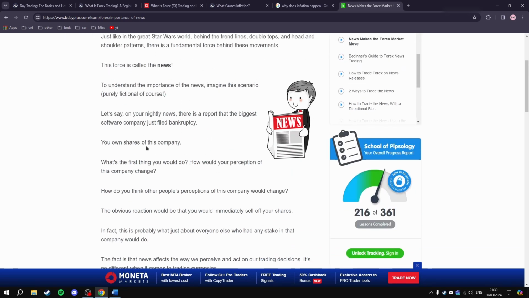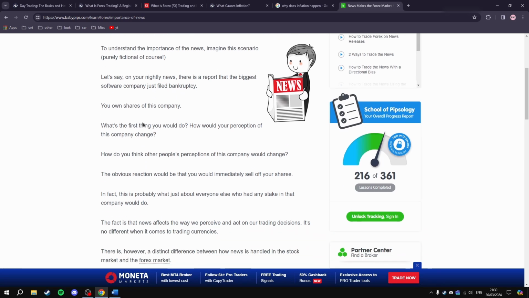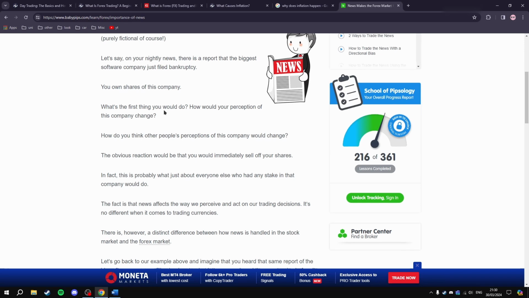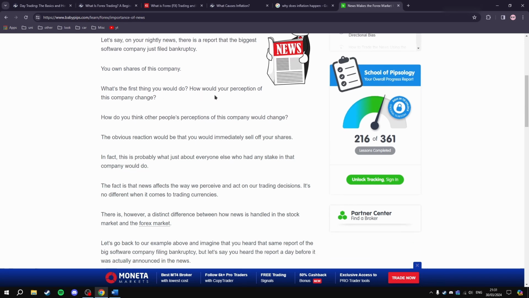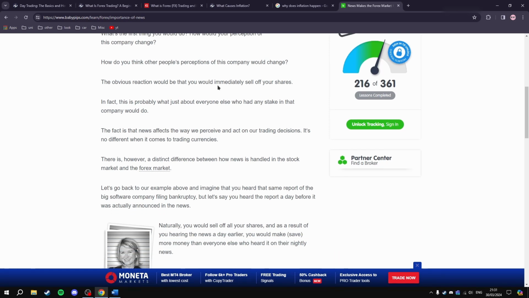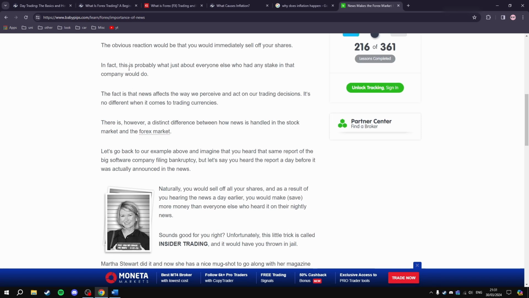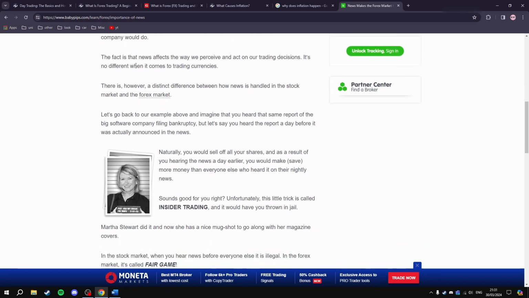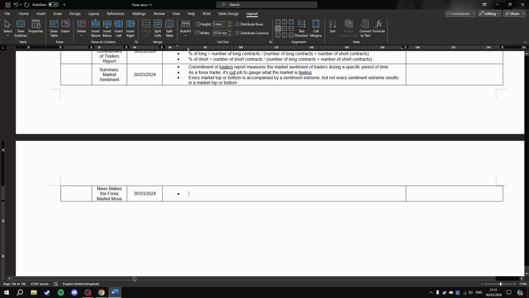To understand the importance of the news, imagine this scenario, purely fictional of course. Let's say on your nightly news there is a report that the biggest software company just filed bankruptcy. You own shares of this company. What is the first thing you would do? How would your perception of this company change? How do you think other people's perception of this company would change? The obvious reaction would be that you would immediately sell off your shares. In fact, this is probably what just about everyone else who had any stake in that company would do. The fact is that news affects the way we perceive and act on our trading decisions.